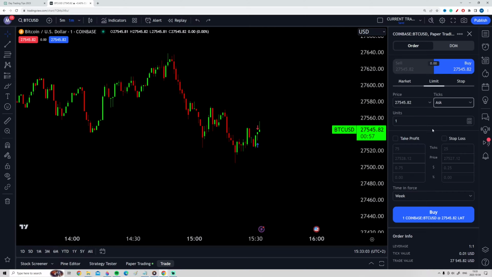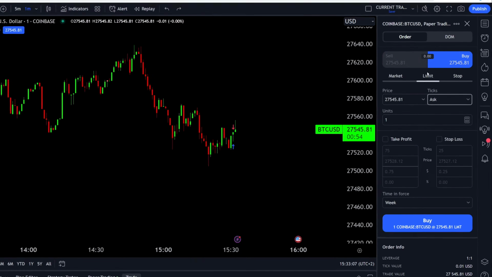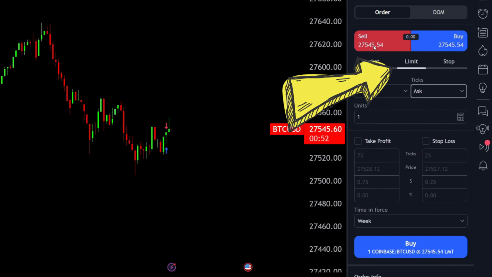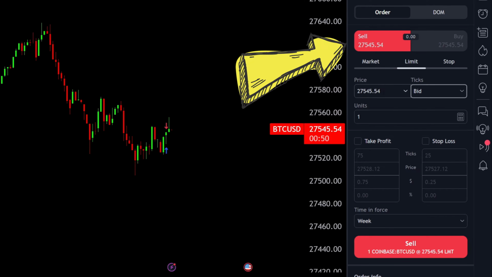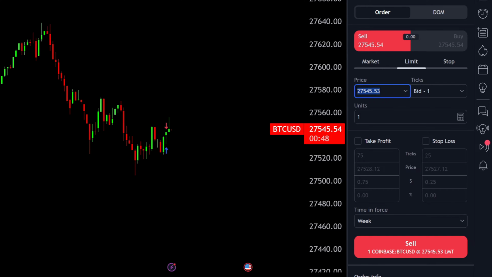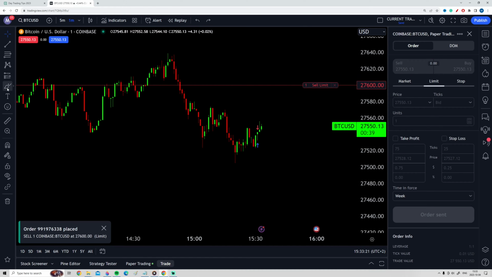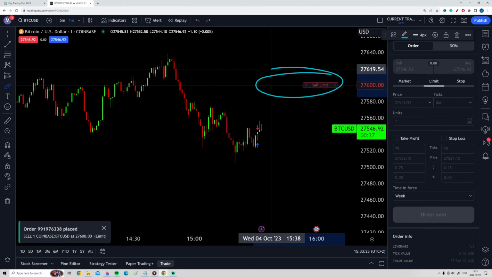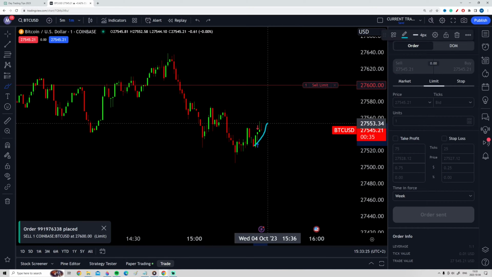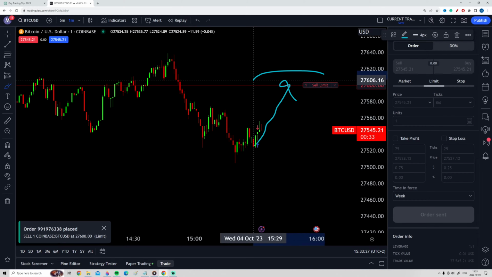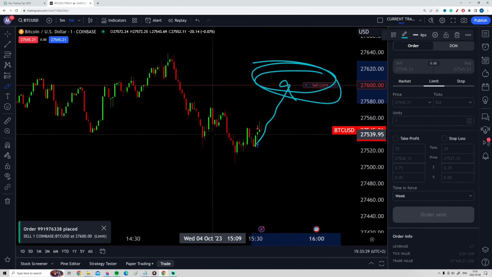So let's take a look at a real life example once again. We make sure that we are on the limit tab, but this time we go to sell. So let's, for example, say that we want to place a sell limit at 27,600. We type that in and we press sell. And as you can see, now our order type appeared here on the chart. This means that if or when the price goes up here to the sell limit, we will sell the asset.